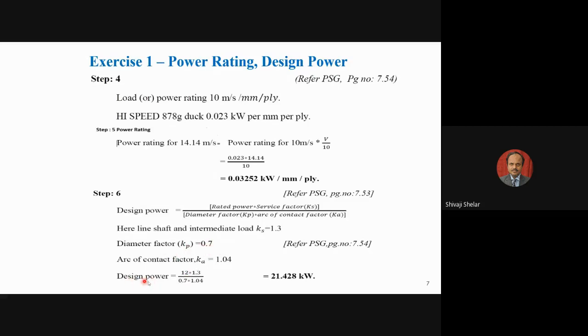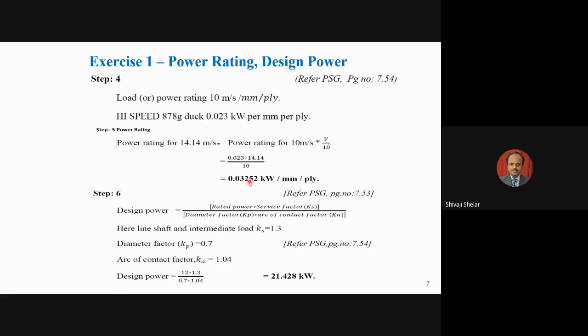So we get the design power here. Rated power is 12 kW. Service factor is 1.3. Then diameter factor is 0.7 and arc of contact factor is 1.04. So the design power which needs to be transmitted by a belt here is 21.428 kW. So you need to transmit here 21.428 kW power.